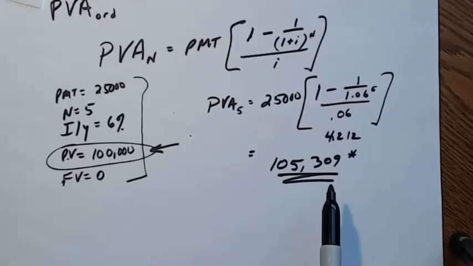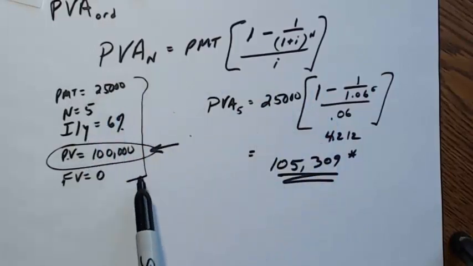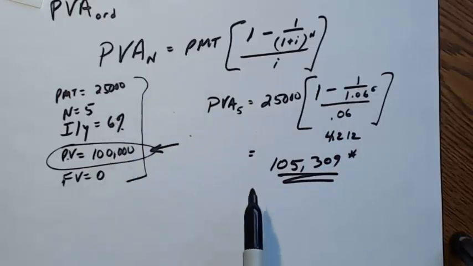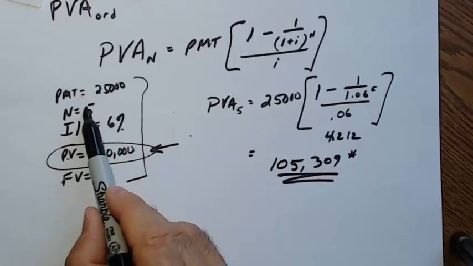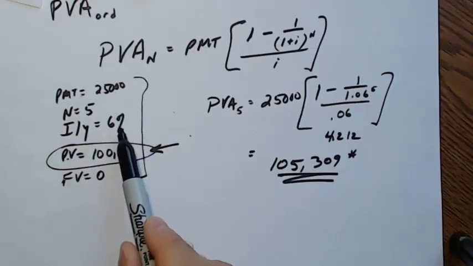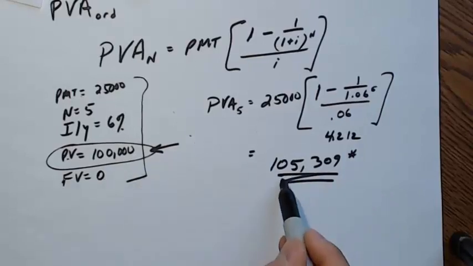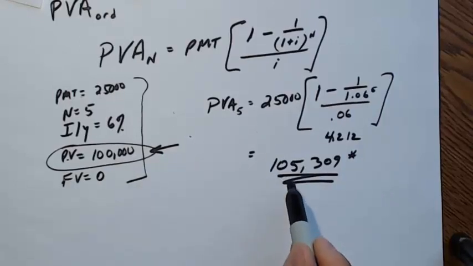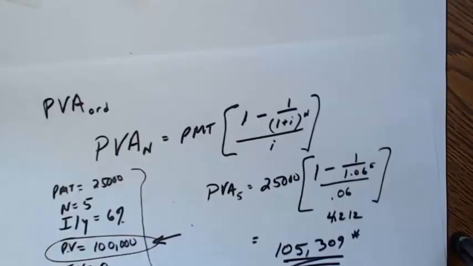So pick the annuity. Now, let's get the intuition behind this stuff. And by the way, if you plugged in this payment of 25, N is 5, and I/Y is 6%, future value of 0, you will get a present value from that annuity of 105,309. So check that in your calculator. You shouldn't have a problem with that. Let's look at the intuition for a moment.